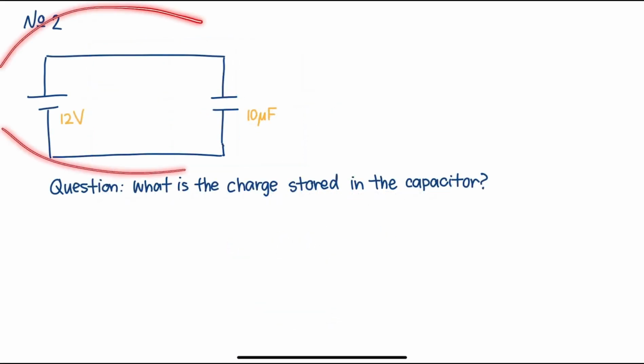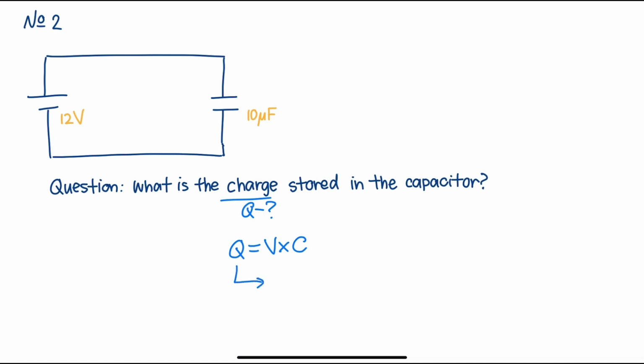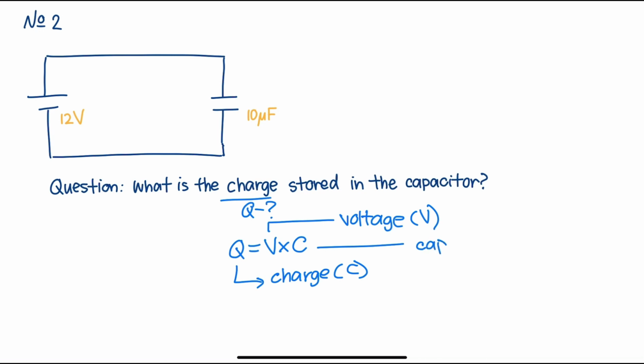In question number 2, we have a circuit. The question asks, what is the charge stored in the capacitor? So we're looking for Q value. In the formula, which is Q equals V multiplied by C, where Q stands for charge in coulombs, V stands for voltage in volts, and C stands for capacitance in farads, we are looking for Q value.